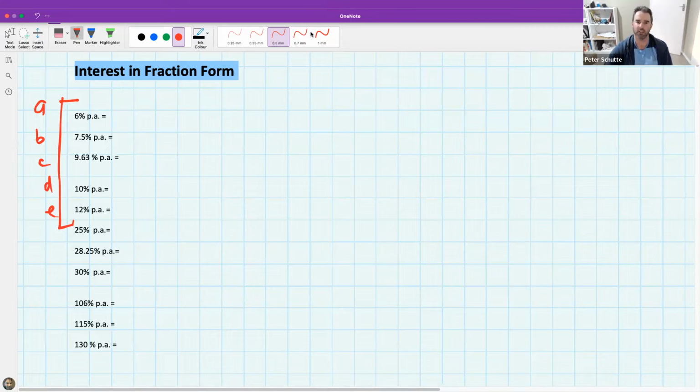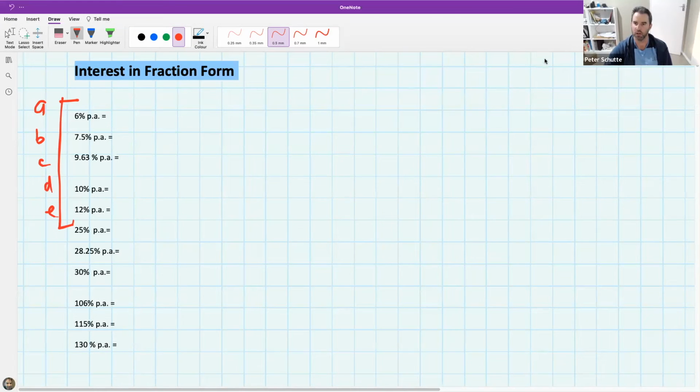So we are trying to write these as fractions, and the one way we could do it is 6 over 100, or I could write 0.06. What about the other ones?